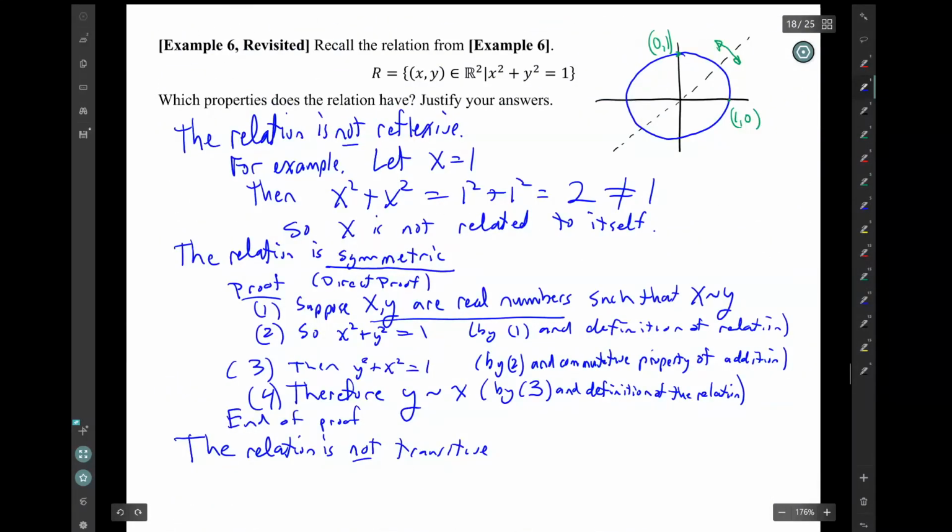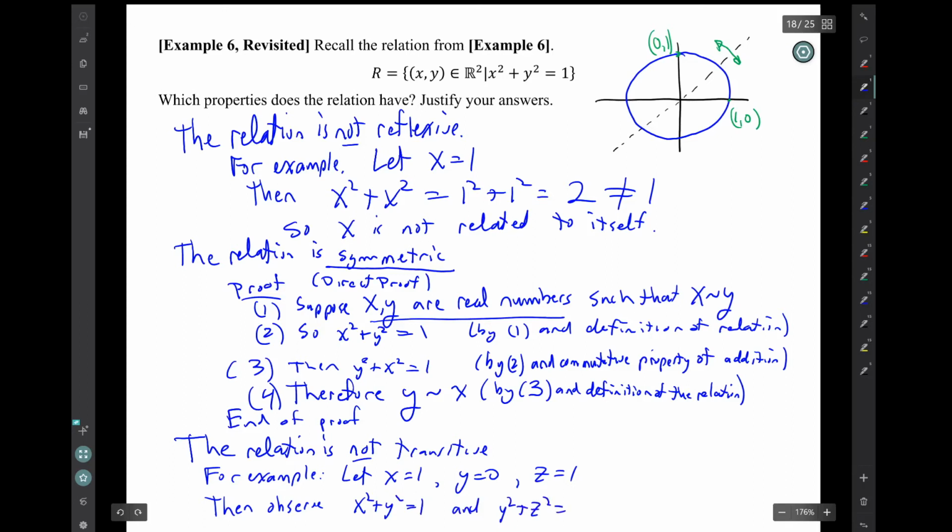So here we need an example. Let's let x equal 1, y equal 0, and z equal 1. Then observe that x squared plus y squared equals 1, and y squared plus z squared equals 1, but x squared plus z squared is not equal to 1. So the proof that the relation is not transitive has to be an example. That's the end of that example.